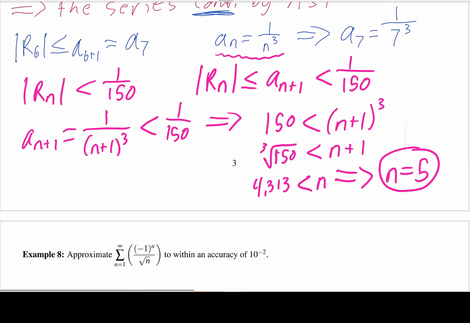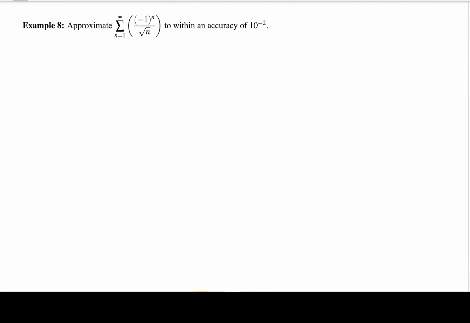Okay, and don't worry, we'll practice this again. We're going to practice this on number 8. So we want to approximate this to within an accuracy of 10 to the negative 2. So the first thing we should be doing is finding our a sub n. So the a sub n is going to be 1 over square root n. We know that this is strictly positive. We should prove that this converges. So let's just think about it real quick. This thing is definitely decreasing because our denominator is getting bigger. And we know that our limit's going to go to 0. So this thing will converge by the alternating series test.